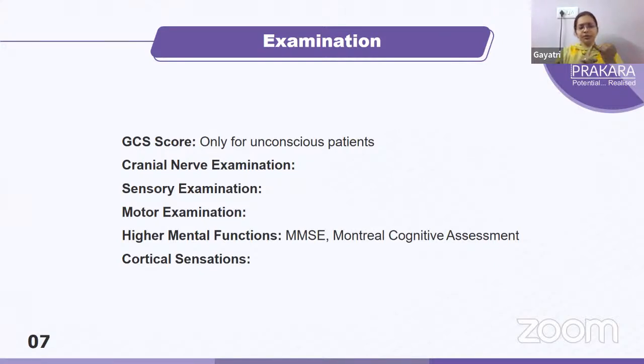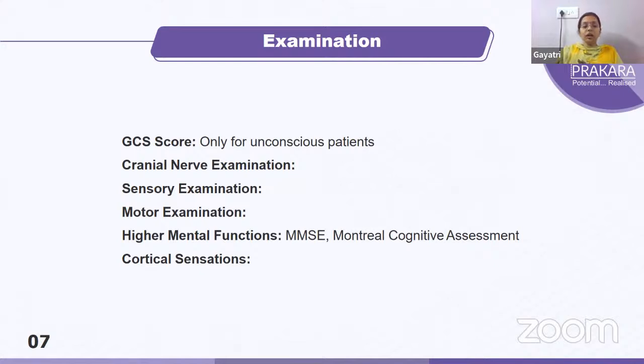Sensory examination, superficial and deep. Superficial: touch, temperature and pain. Deep will be kinesthesia, proprioception, vibration, pressure sensation, crude touch, and superficial reflexes. All the subcorneal reflex, cremasteric reflex, abdominal reflex, you have to test. Even if they come as negative, please do test.